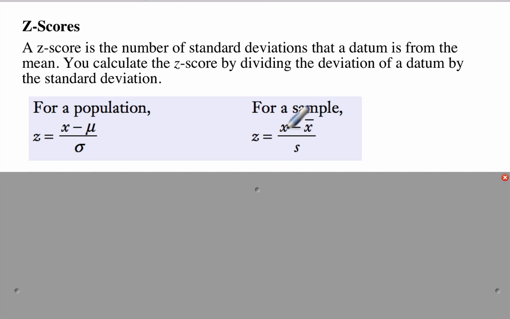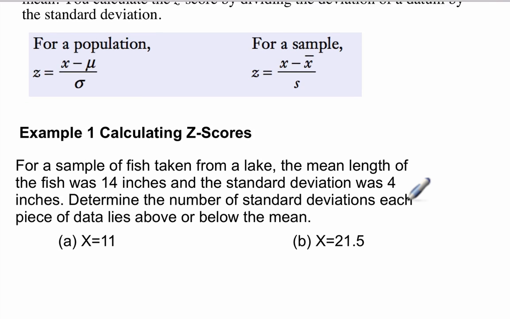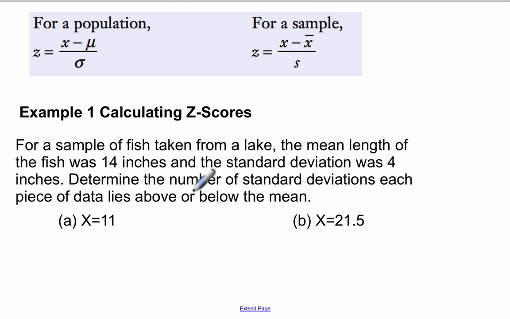It's going to be the value of that data point minus the mean of the sample, divided by the standard deviation of the sample. So we'll take a look at an example here. Say you're calculating the z-score for a sample of fish taken from a lake. The mean length of the fish was 14 inches and the standard deviation was 4 inches. You want to determine the number of standard deviations each piece of data lies above or below the mean.